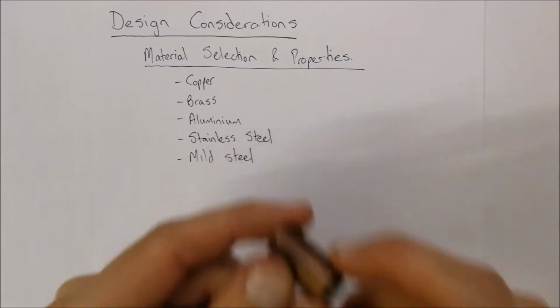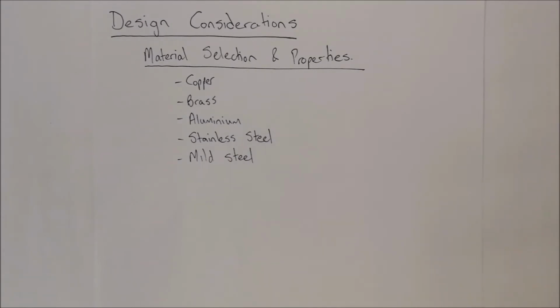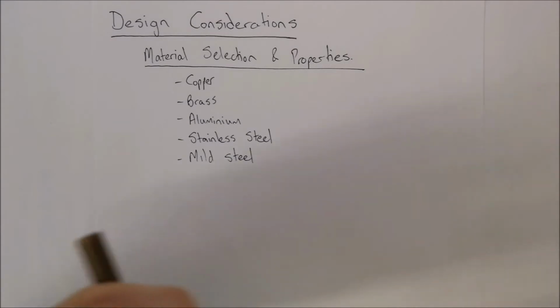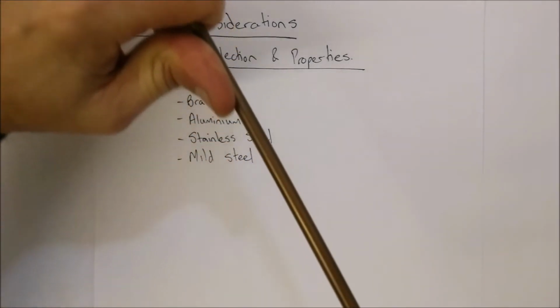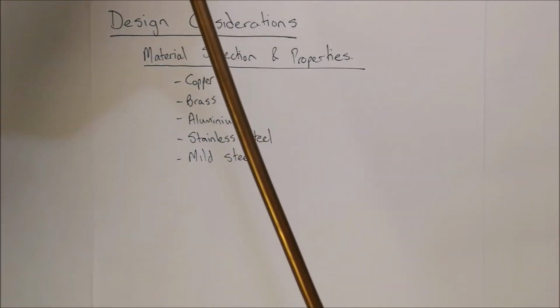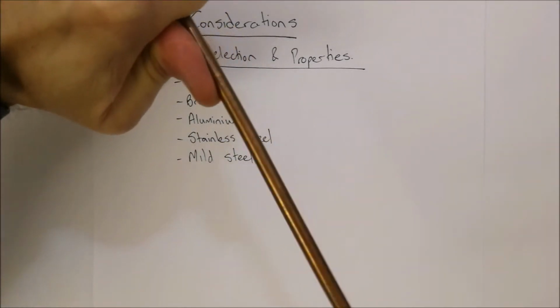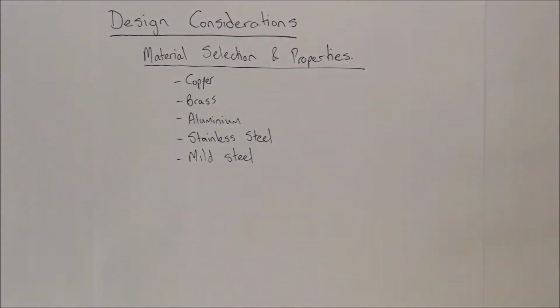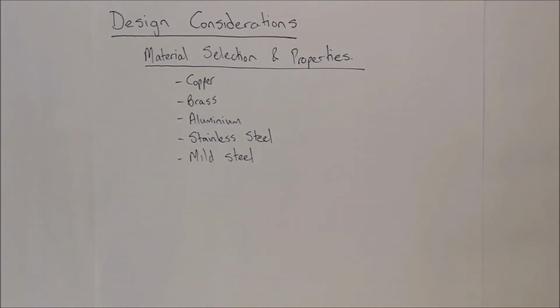It is softer. To give an example, I've got a copper rod over here, and I am able to bend it quite easily. So you'll see that it is bent a little bit over there. It is relatively easy to bend. Okay, so it is therefore soft.